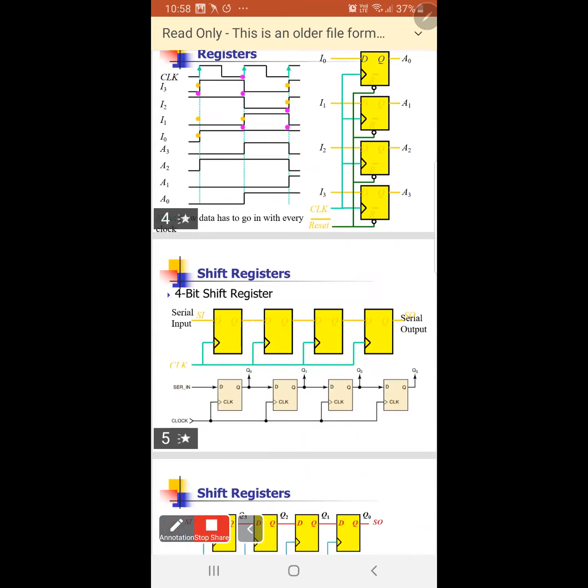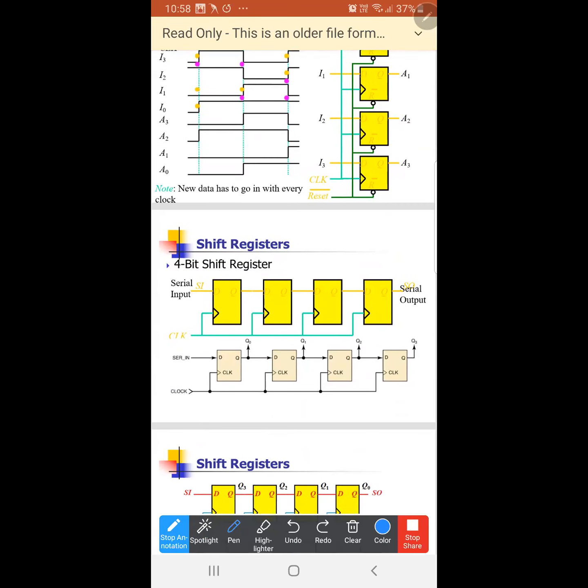Now we are talking about shift register. From the name you can understand shifting. Here it is a 4-bit register, so there are 4 flip-flops and shifting occurs. It is a right shift register, so the bits will shift to the right side.